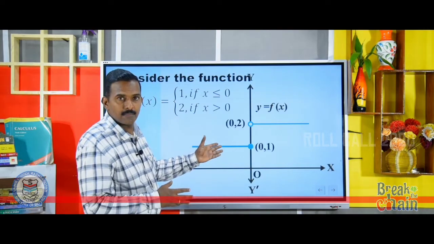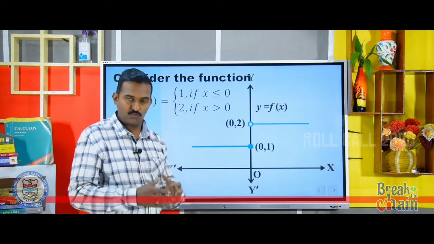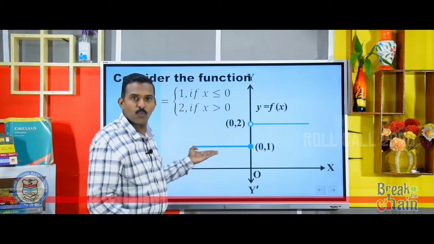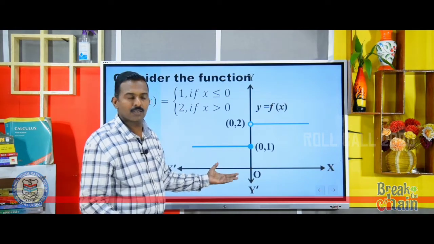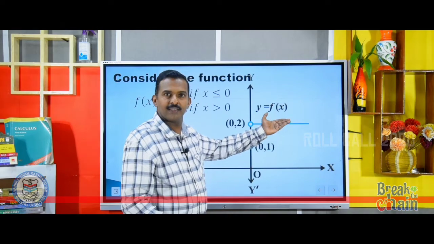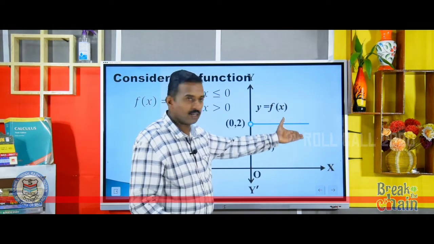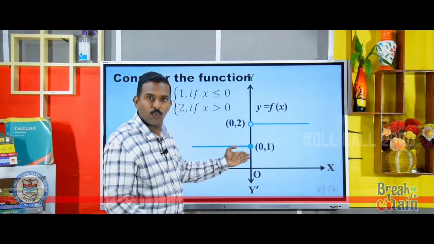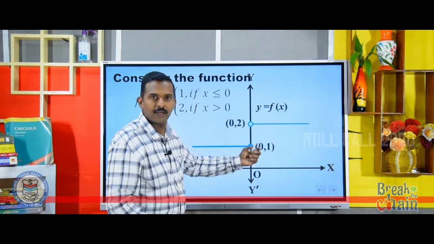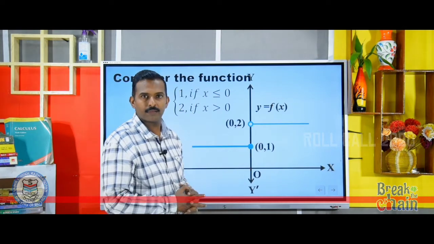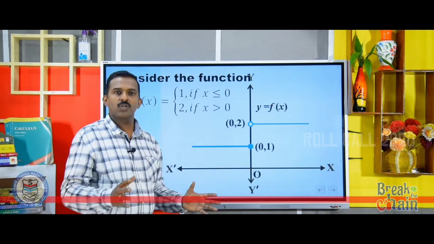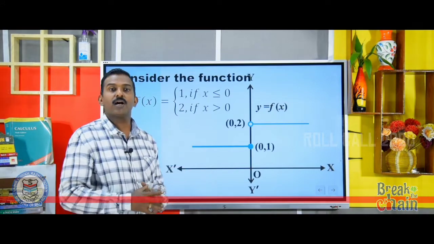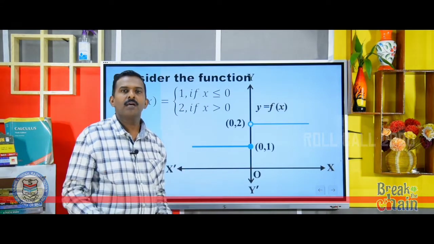Now, for every negative number, the function takes the value 1. The function takes the value 1 means y equal to 1. Therefore, on the negative side, the graph is y equal to 1, which is a line parallel to the x-axis. So also on the positive side, the graph is y equal to 2, which is on the right hand side. Now, at the point 0, the function takes the value 1. That is why the point (0, 1) is a darkened point, while the other is an open point. But this function is not continuous at x equal to 0. Let me say again, from the graph, the function is not continuous at x equal to 0. Just another example.